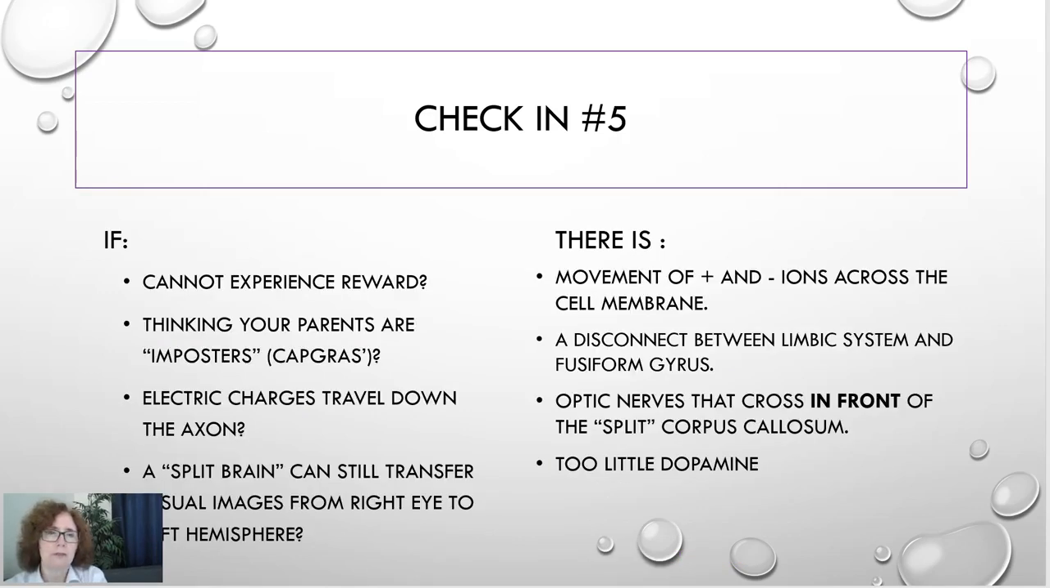So if these things on the left, then there is what? So we didn't talk a lot about electrical charges traveling down the axon. That corresponds on the right with movement of positive and negative ions across the cell membrane. It is those ions that have different charges that result in the electrical charge traveling down the axon. And remember, it's all or nothing based on the action potential model. Okay, here are the answers.